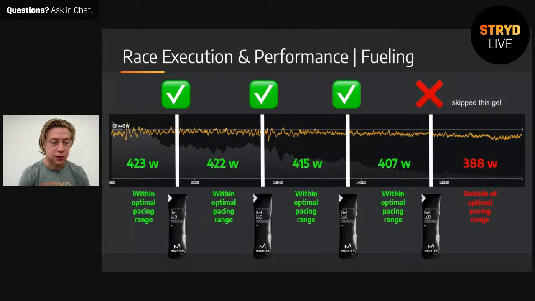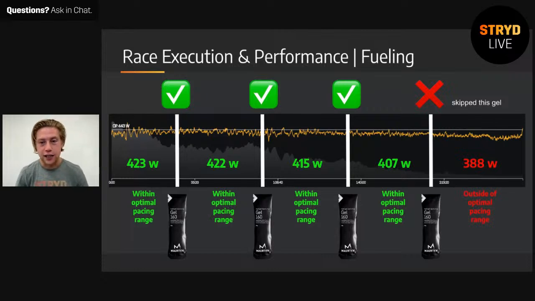The second split, I was within a single watt, also within that optimum pacing range. I took that second gel. That third split, I was right on my power target, 415 watts, also within the optimum racing range. Then I took that third gel, and I was still doing pretty good, 407 watts. I was still within the optimum pacing range we just looked at on the previous slide.